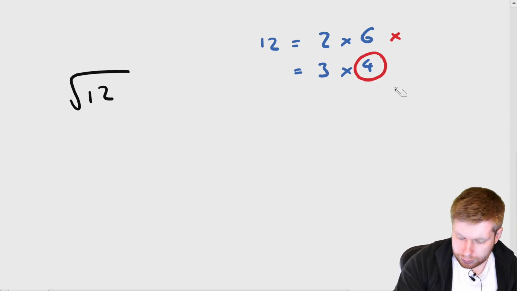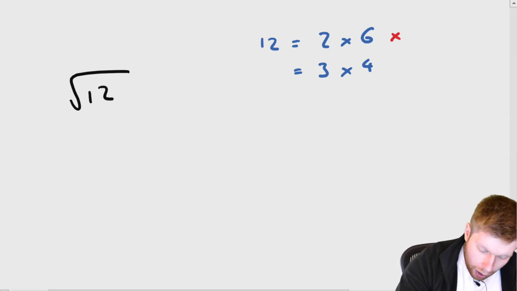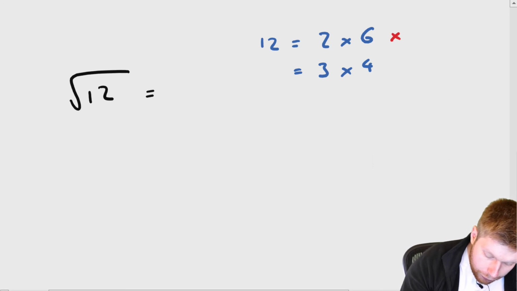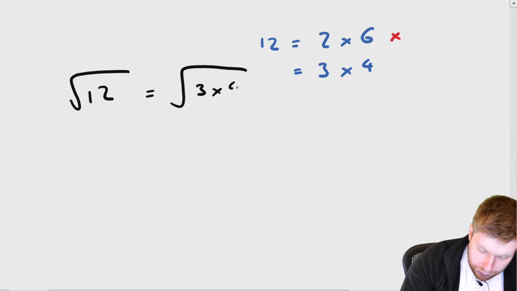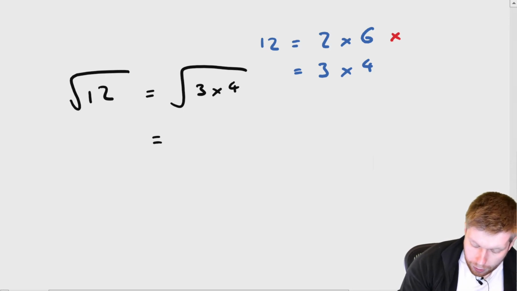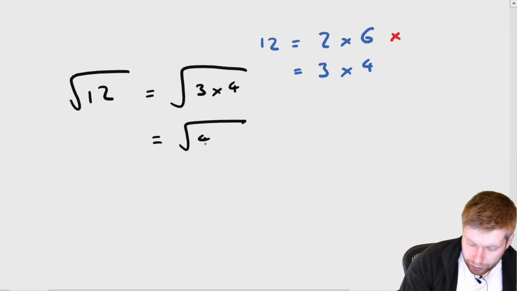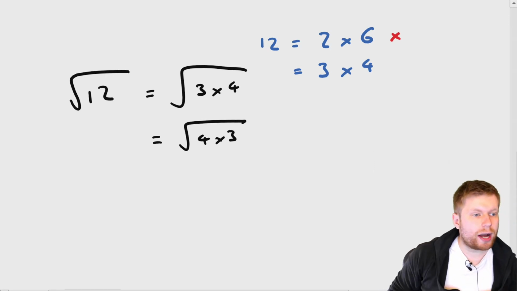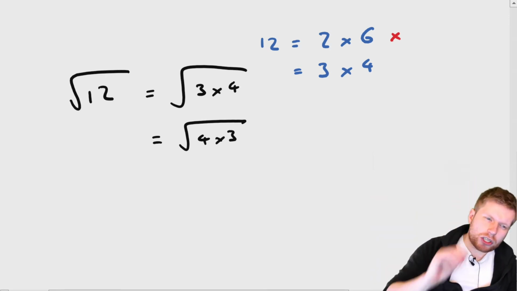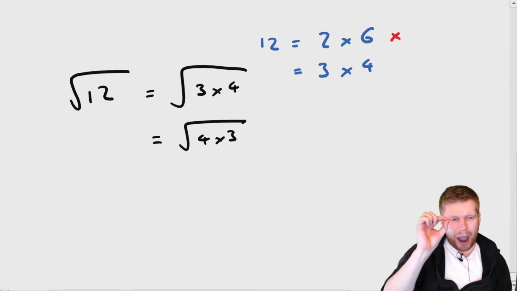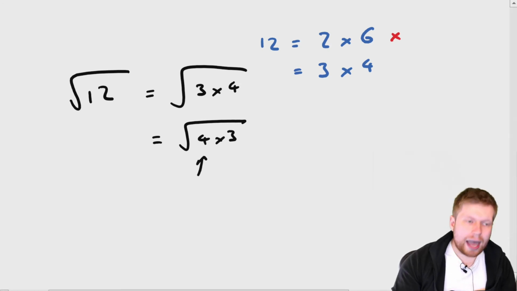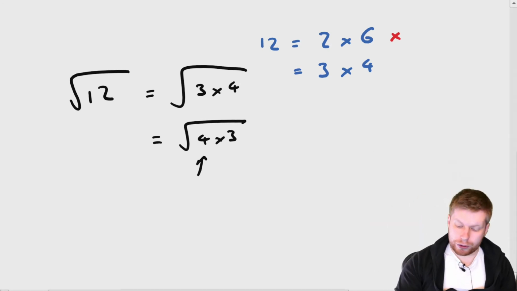It's 2 squared, okay? So in other words, I could rewrite square root of 12 as the square root of, instead of writing 12, I'm going to write it as 3 times 4. Or if I prefer, I can rewrite that as the square root of 4 times 3. It doesn't matter what order I write it in, okay? So just by convention from now on, I'm going to write the square number, in this case the 4, as the first number underneath my square root.